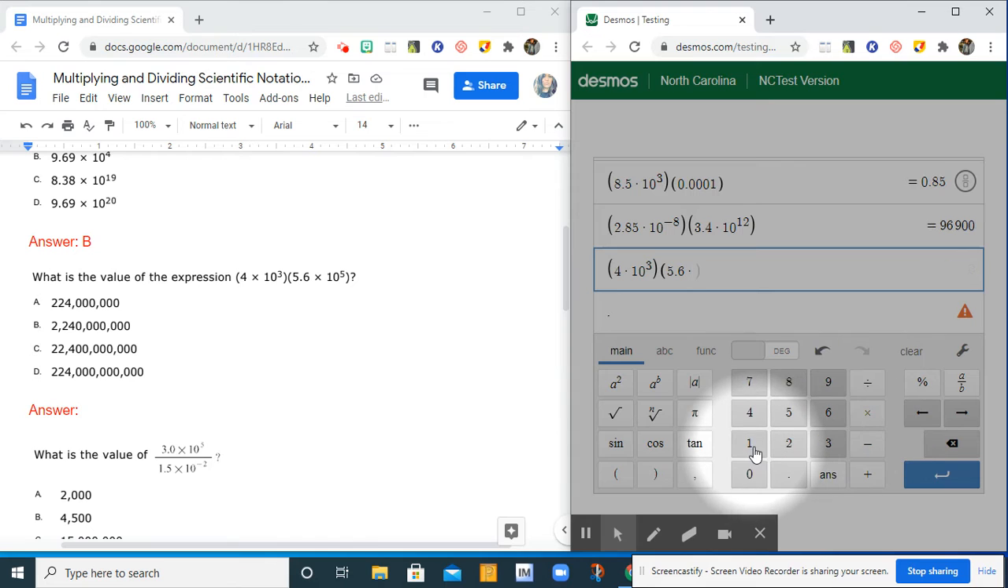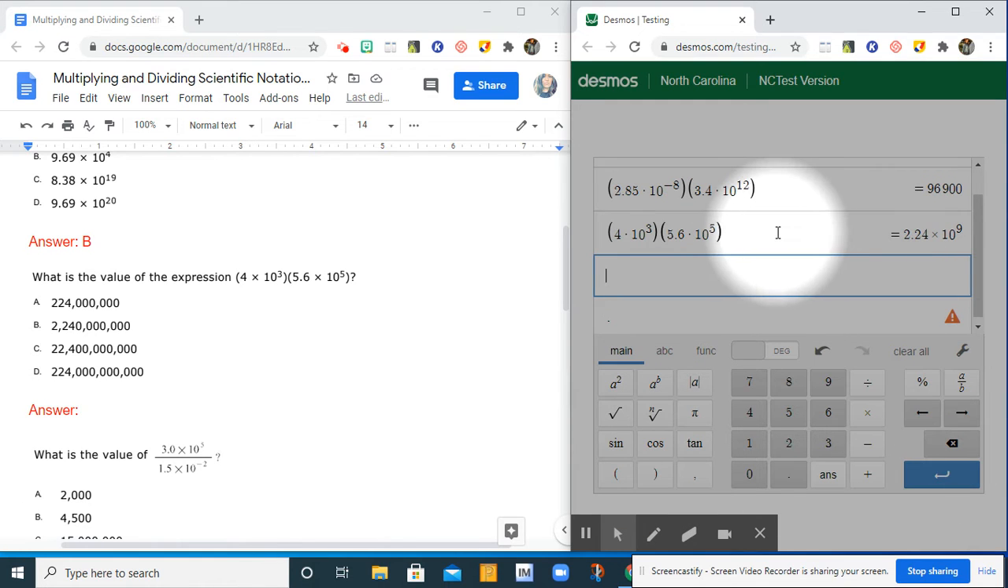5.6 times 10, and we want to raise that to the 5th power. Click off, close the parentheses, enter. So that number is 2.24 times 10 to the 9th power. So sometimes my answer is in scientific notation and my answer choices are not.